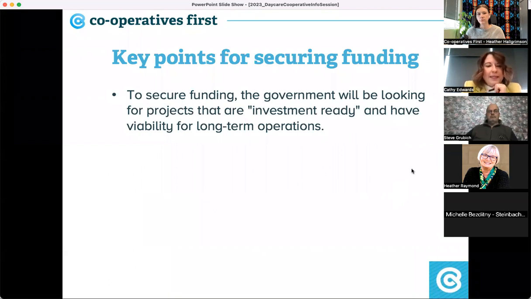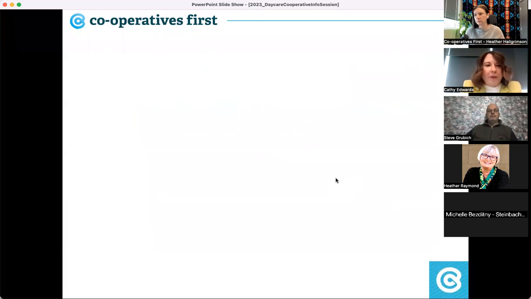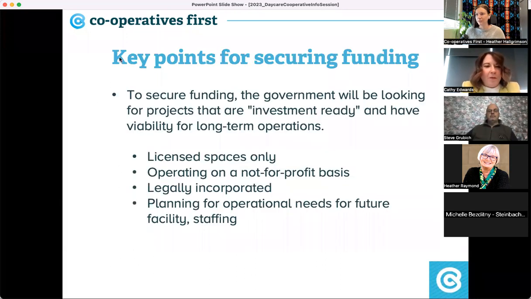So in Saskatchewan, the primary drivers for success in securing funding, there's really 4 key points. Number 1, in Saskatchewan, licensed spaces only. I believe that's going to be universal across the provinces.